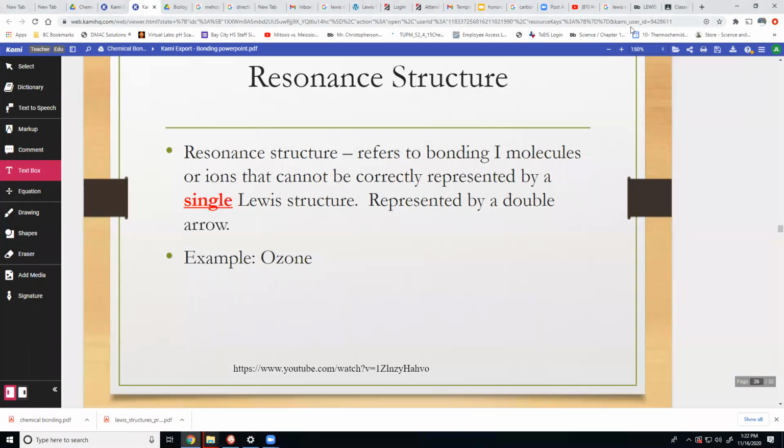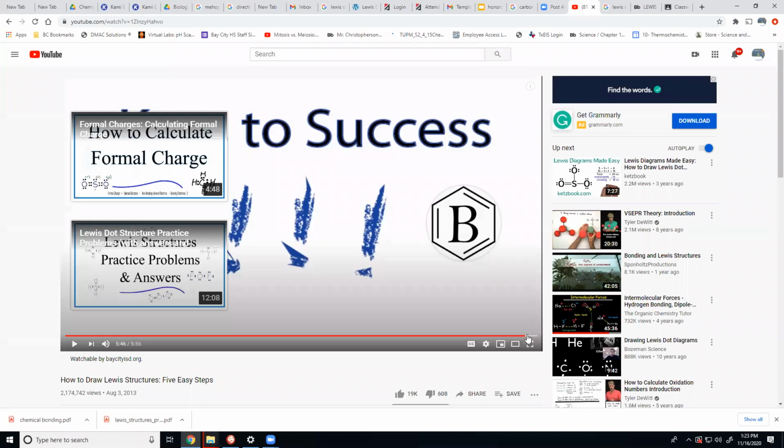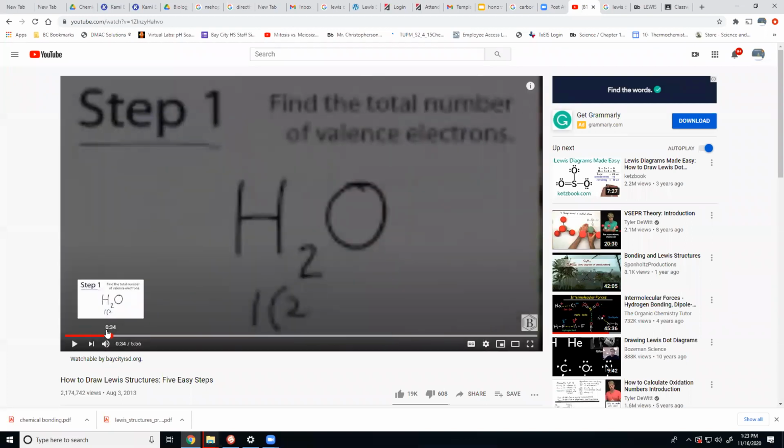You can hear me whenever I have this thing frozen. All right, we're going to watch the video that talks about how to write the Lewis dot structures of molecules. So you may want to take notes as you go along on that rule sheet.